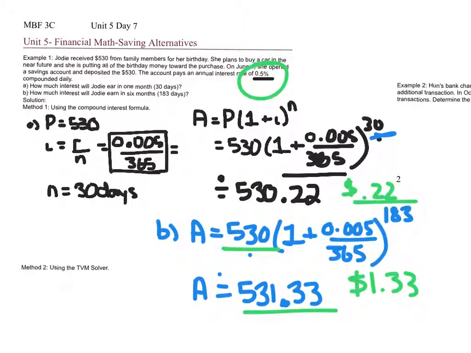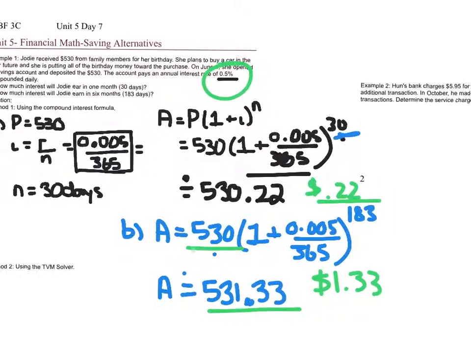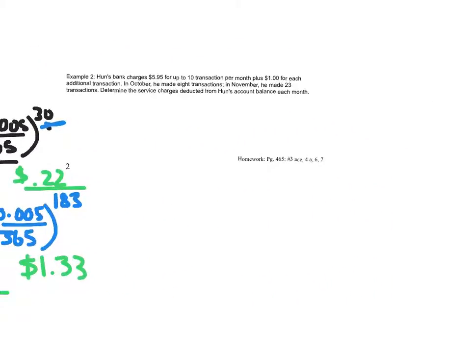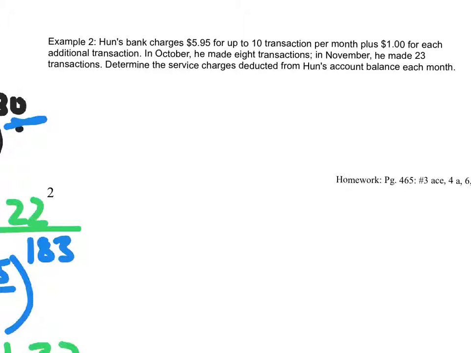Let's look at another example of saving alternatives. Okay, so example 2 here. This is a great question, and most of you probably have a checking account or some type of account with a bank right now. And not all banks are free. A certain bank's account will charge per transaction, or charge a monthly fee. So just make sure you know what your bank account is asking.